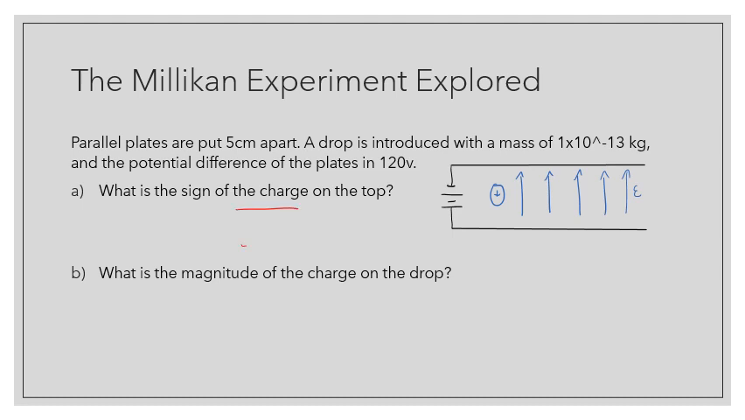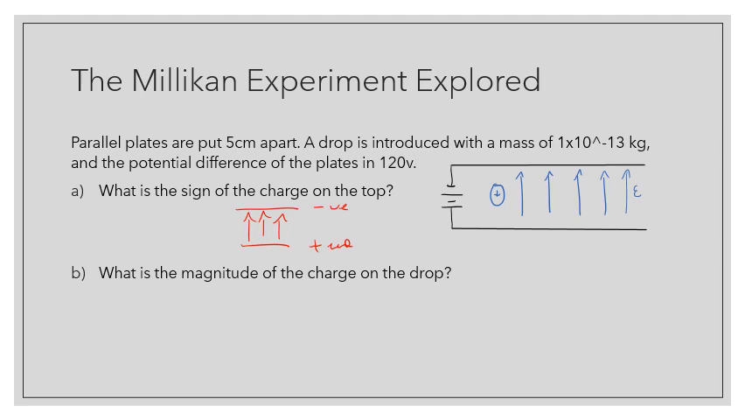So if we go back in the course, the rules around electric field lines, we know that they go from positively charged objects to negatively charged objects. So since we know that it's going from the bottom to the top, we know that the top plate is actually the negative plate, while the bottom plate is actually the positive plate. So now we have the question, what is the magnitude of the charge on the drop?